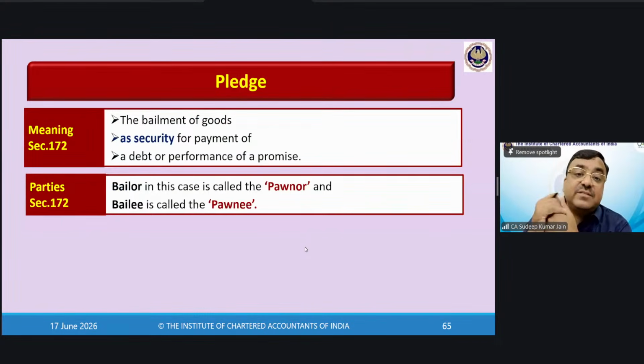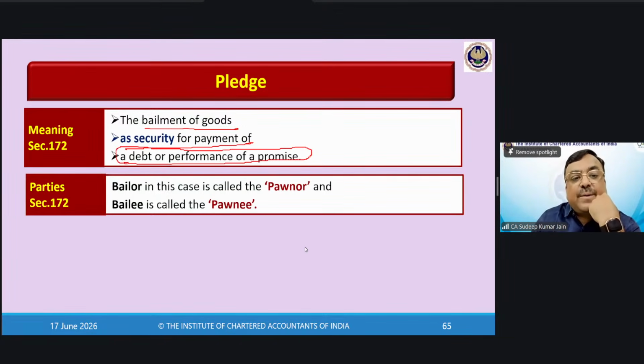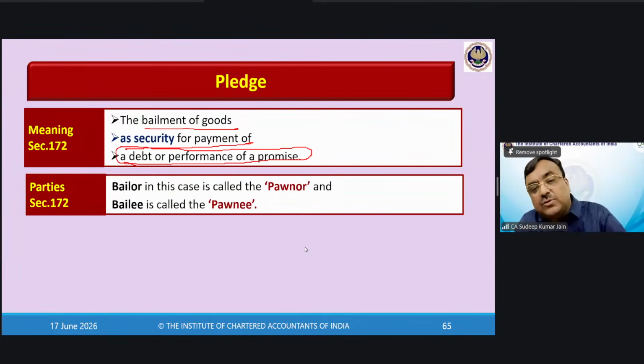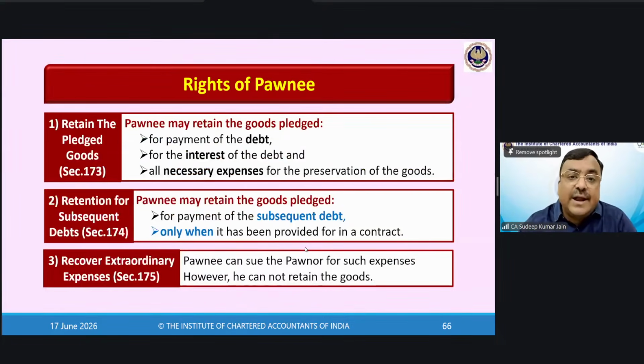Pledge. Pledge means bailment, but for security. It is the bailment of goods as security for payment of debt or performance of promise. Goods kept for some purpose or as security for repaying a loan are called a pledge. In the case of pledge, the bailor is called pawnor and the bailee is called pawnee. The rights of the pawnee are the same as the rights of a bailee.